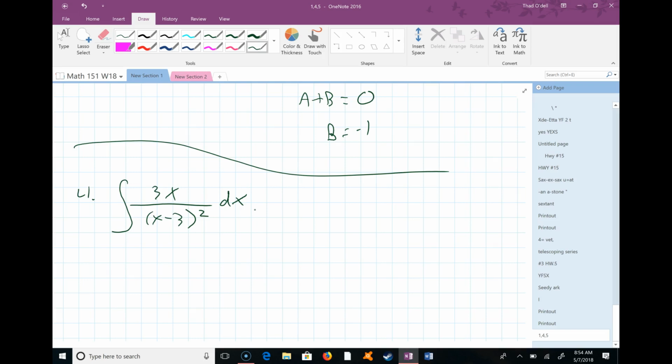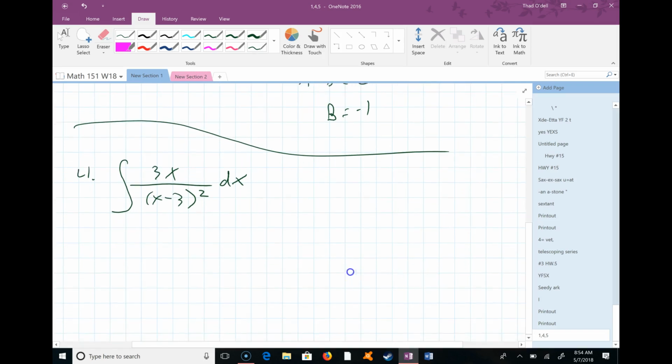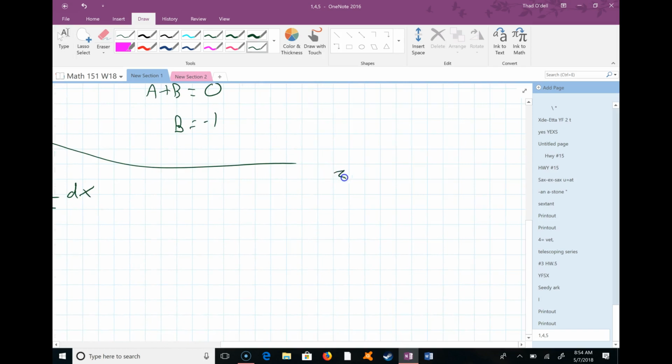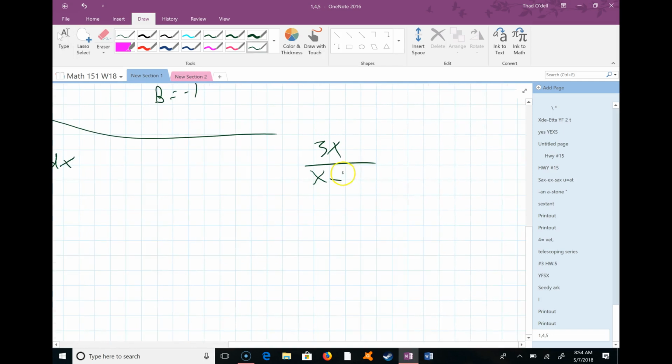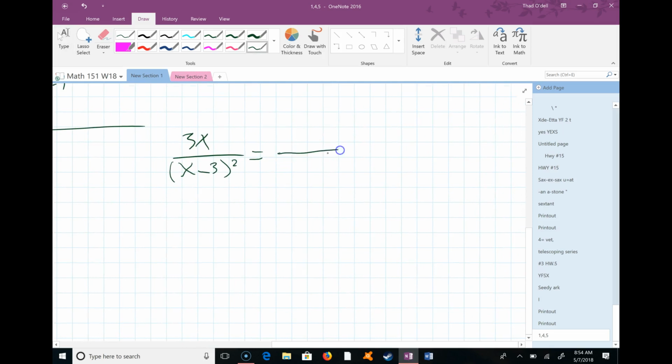Okay, what else is unique about this one? Yeah, it has a repeat factor is the way I would say that. It's a square, right? The first one was able to factor into 2 different factors. This one has a repeat factor. That makes it a little bit more challenging. So once again, I'm going to come over here to the side and call this 3x over x minus 3 squared, and I'm going to try to break that into 2 fractions. Well, I know that one of the fractions has to be x minus 3, right?